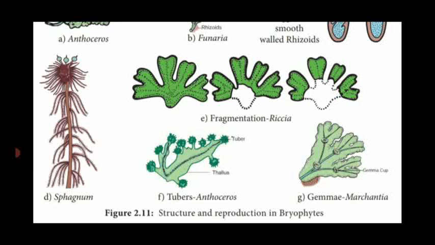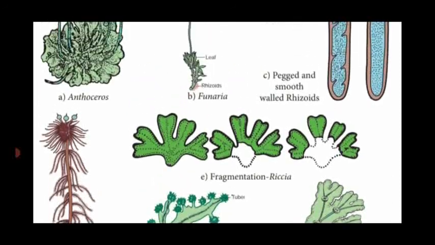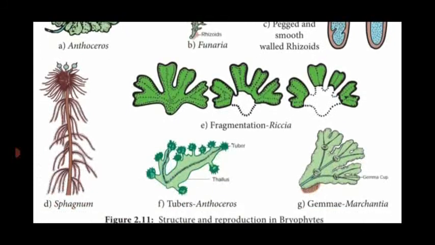Another one, Marchantia. The plant body produces a small cup-like structure in the thalli, named Gemma cup. During the favorable season, the gemmae detach from the plant body and develop into a new Marchantia. So that is another type of vegetative reproduction seen in the Marchantia plant. So these are all the different structures and reproductive modes of bryophytes.